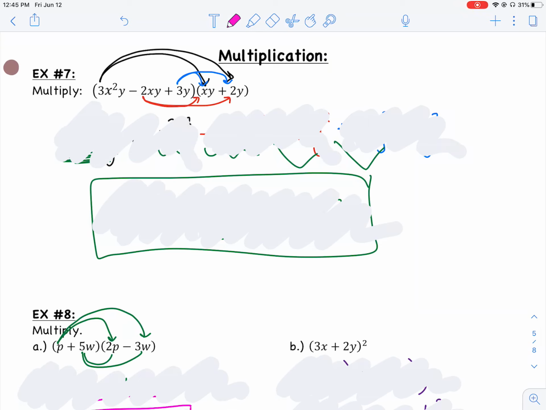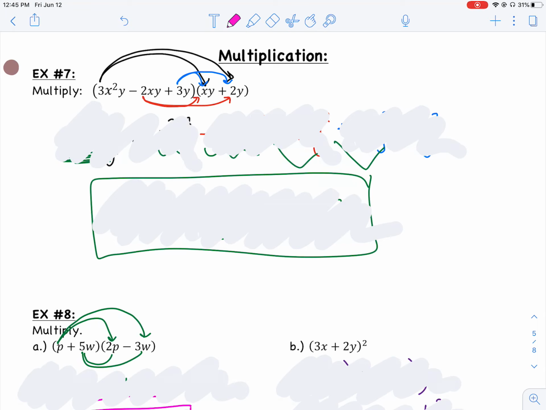All right, here's our last video in section 4.7. We're going to do examples 7 and 8, and we're going to talk about multiplying polynomials with different variables in them. Remember, when we multiply, we really add the exponents, but we can only combine bases that are the same.